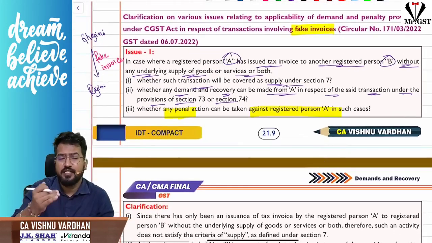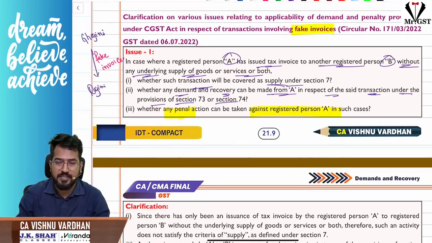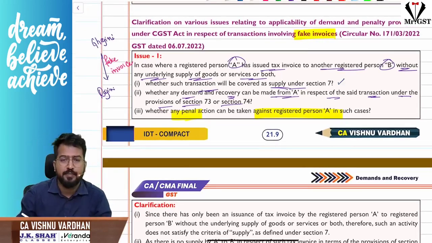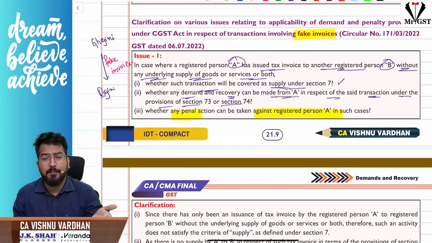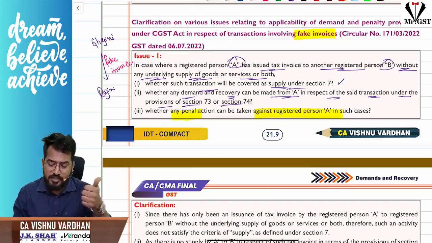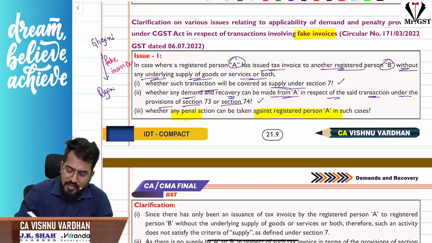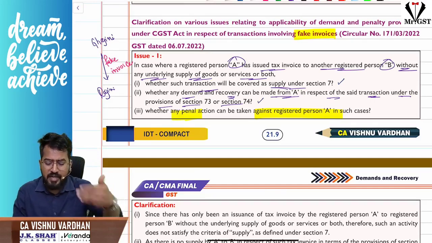The doubt is, a person is issuing fake invoices to another person. First, whether this issuing of the fake invoice transaction is treated as a supply? See, there is no supply of goods or services. How can you call it a supply? So it is not a supply. Next, sir, whether the demand and recovery of the amount can be made.